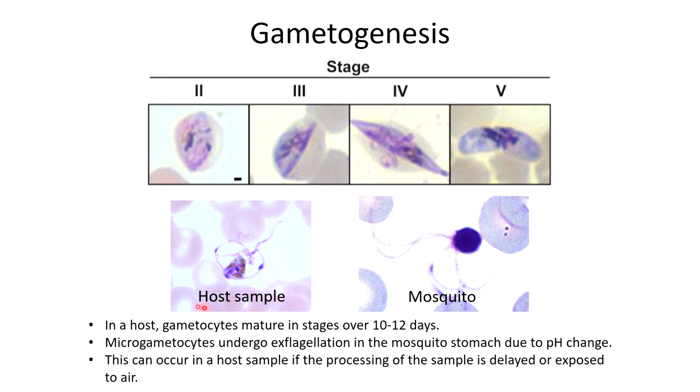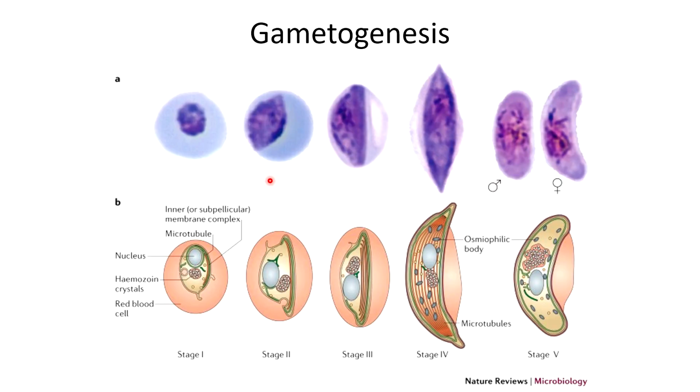Now it's possible for exflagellation to occur within a human host sample, but it won't occur within the body. It's usually only going to be if you have a sample that you took from a human and then it's delayed in processing it. So here again is just another more detailed image of gametogenesis, going from trophozoite to the mature gametocyte, male or female form. The female form of P. falciparum will have more of that banana shape, whereas the male form doesn't have that shape as much.